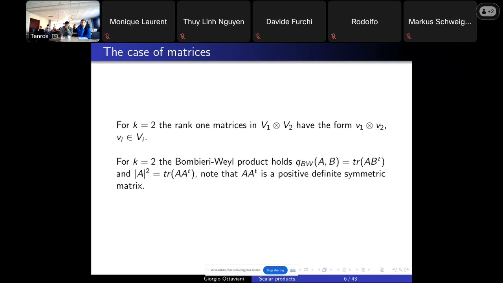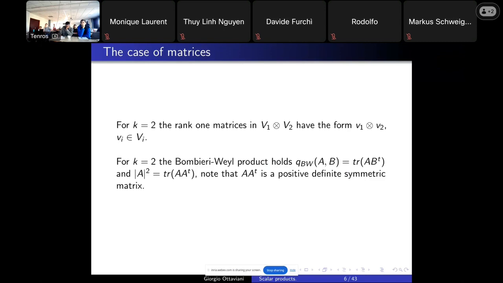Now the exercise, and this is really an exercise in the exercise sheet. If you have 2 matrices, what is the Bombieri-Weil product? It is the trace of A, B transpose. And I think this was also defined by Bernard. And you see the square of a matrix is the trace of this. And note that this is a positive definite symmetric matrix.